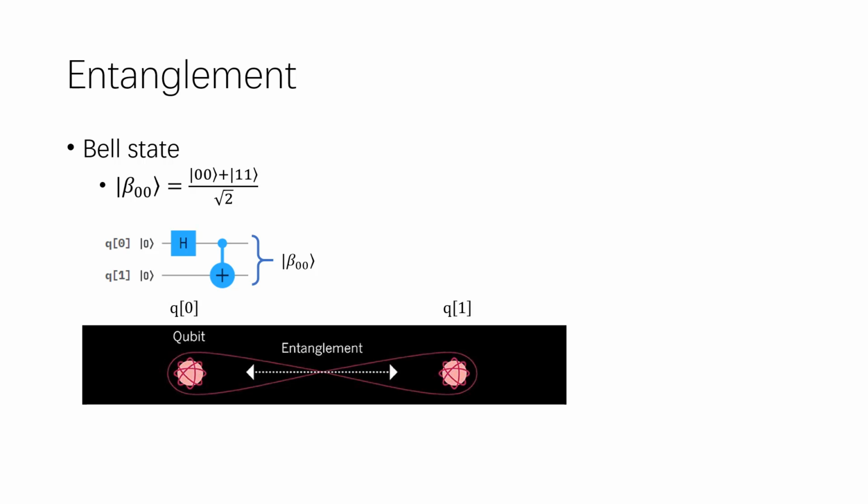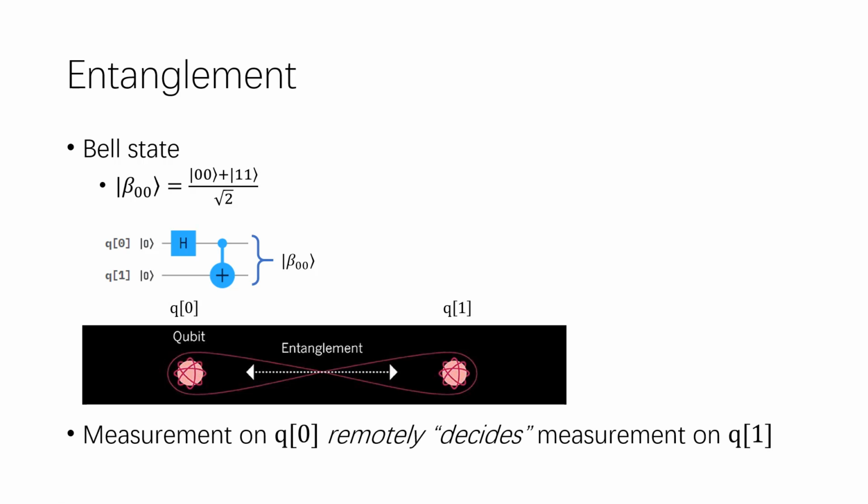Before the measurement of each qubit, you have no idea whether it is 0 or 1. But if you measure the left qubit and it turns out to be 0, you know remotely that the right qubit must be in the state of 0. And if you measure the left qubit and it shows 1, then it remotely decides the state of the right qubit, and it must be 1. So this seems to be some interaction that is faster than the speed of light. However, this is not against relativity because no information is transferred.